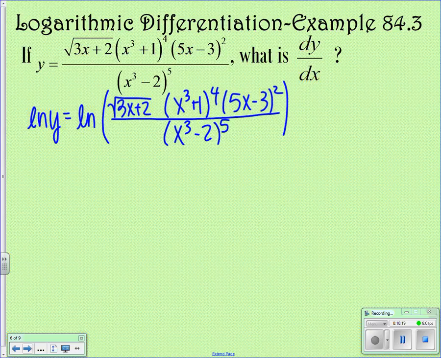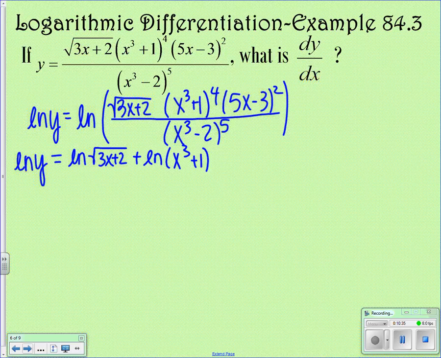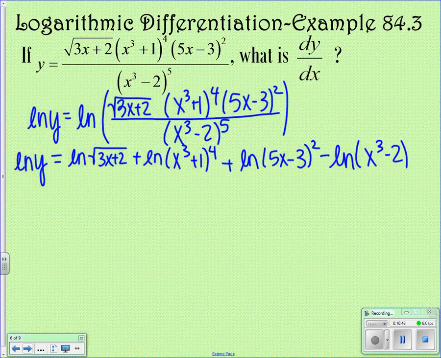Okay, so now we're going to split the right side into 4 separate logs. So we'll have ln of y, and then the ln of the square root of 3x plus 2, plus the ln of x cubed plus 1 to the 4th, plus the ln of 5x minus 3 squared, minus the ln of x cubed minus 2 to the 5th.